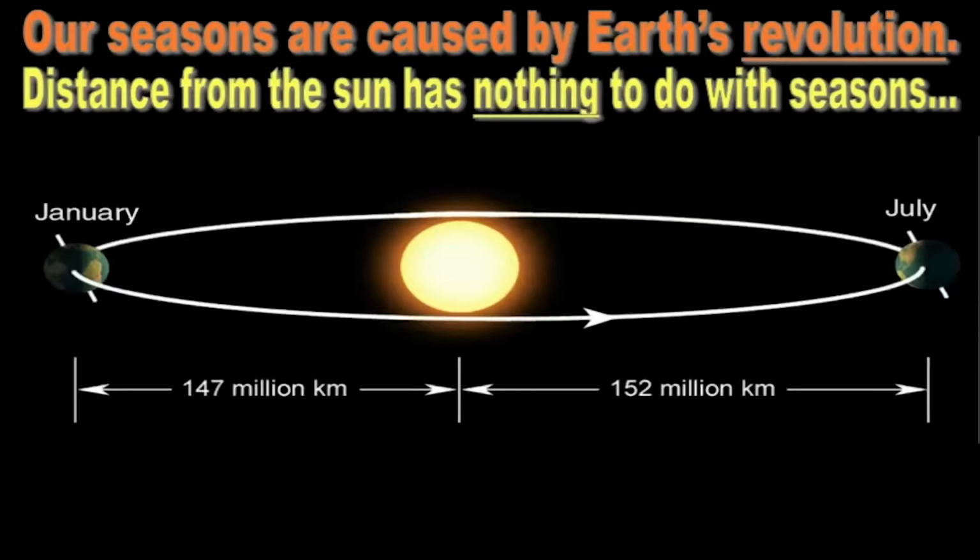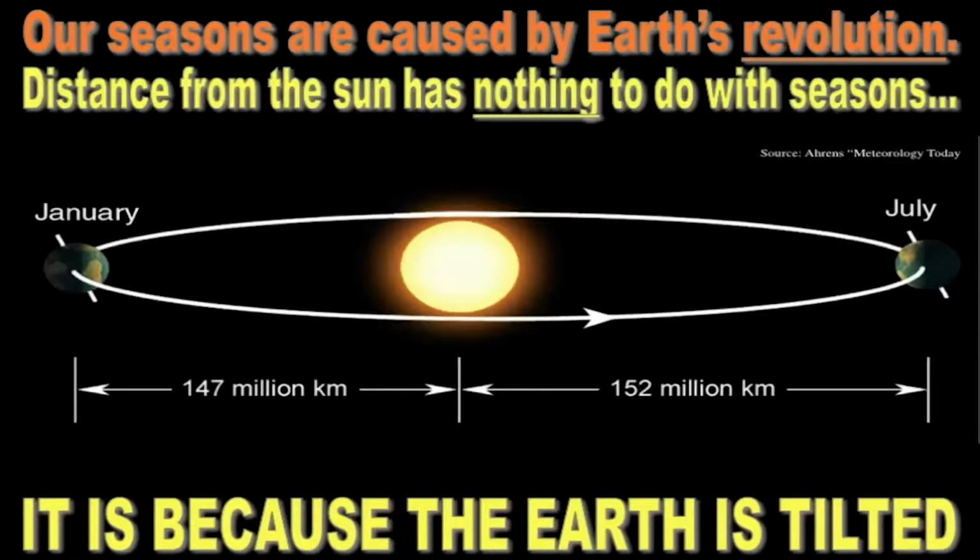But in our month of January in the north, we are actually closer to the sun than the month of July. So it makes no sense that we would have our warmest month be when we're the farthest from the sun and the coldest month be when we're closest to the sun. So it has nothing to do with the distance from the sun. It has everything to do with the fact that our Earth is tilted.